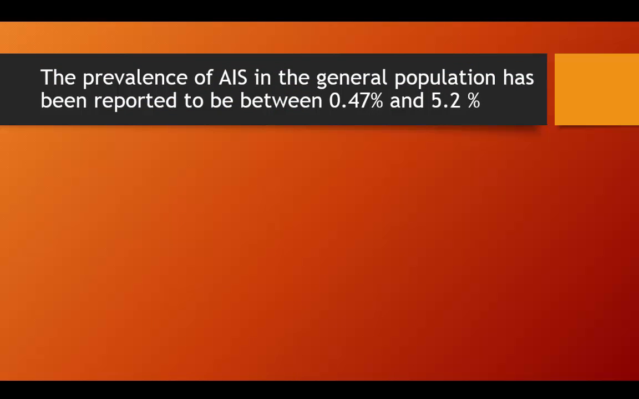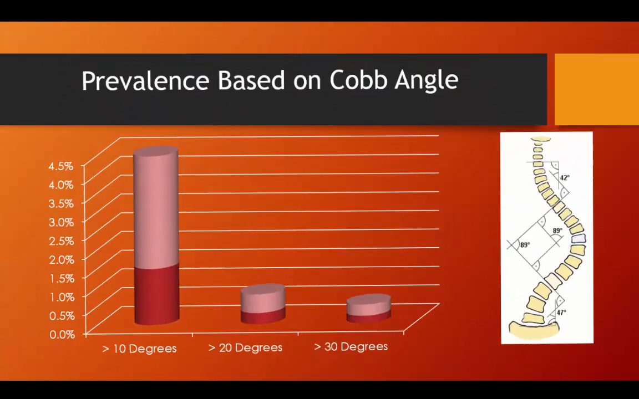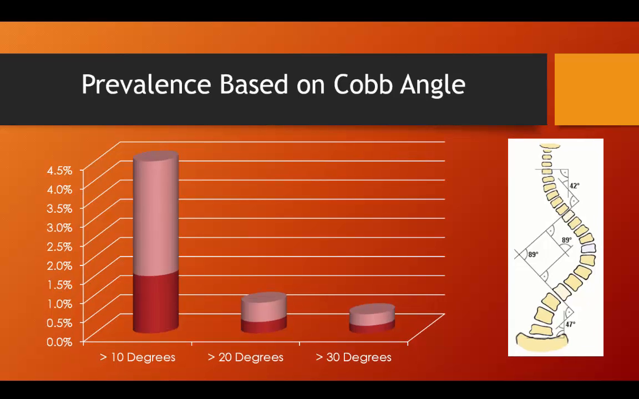To place our discussion in context of society in general, know that the prevalence of AIS has been reported to be between 0.47% and 5.2%, but that's an average range. Let's look at prevalence broken down by specific factors. Here we see prevalence based on the Cobb angle. The prevalence of curves more than 10 degrees is only 1.5 to 4.3%. Those more than 20 degrees, 0.3 to 0.5%. And for those greater than 30 degrees, those most likely needing bracing or surgery, the prevalence is only 0.2 to 0.3%.